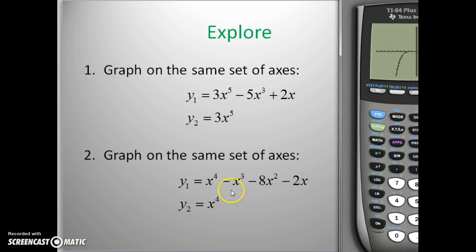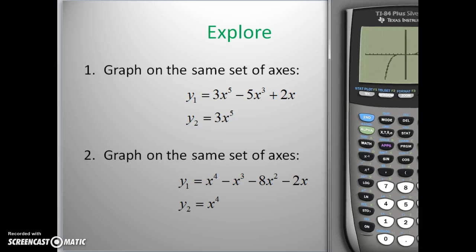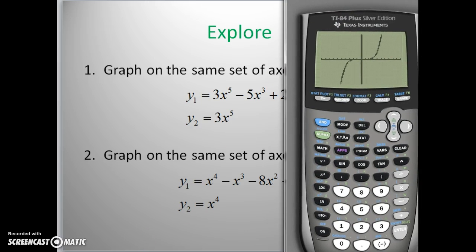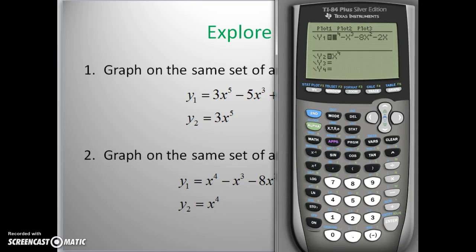So we're going to do the same thing with the second set here, our y1 and our y2. So let me go ahead and graph those. Just to save time, I'll graph those and then come right back to you. Okay, so I've entered both of my functions. I've also changed my window, so my x min and max are going from -5 to 5, my y min and max -20 to 20.